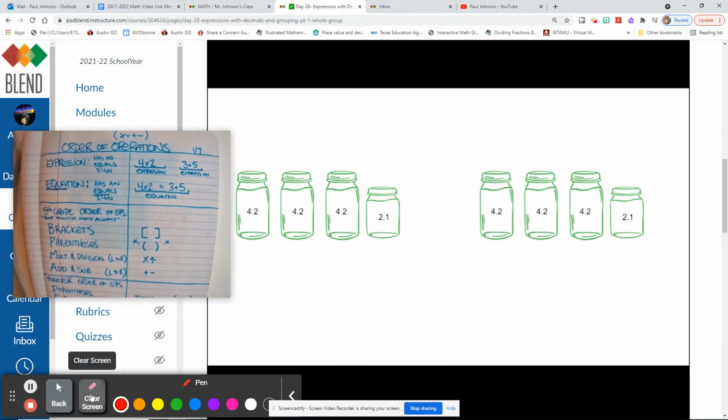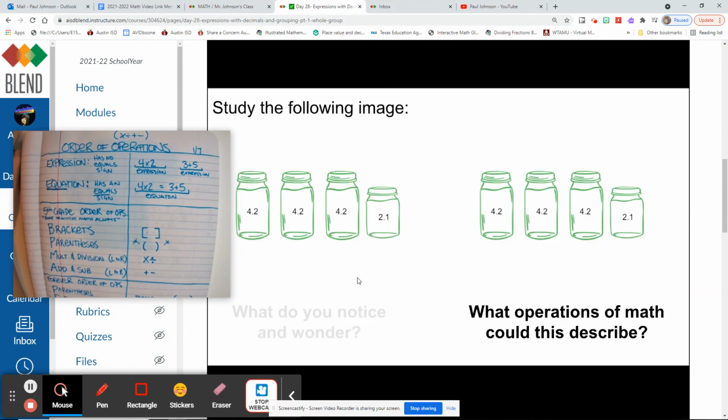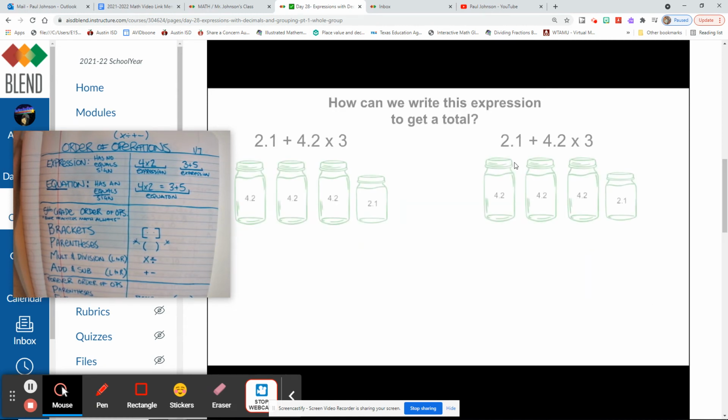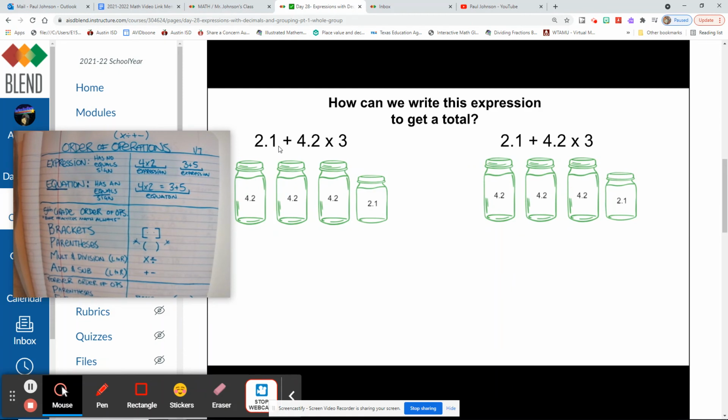So I'm going to clear this because I bet they're just going to do the same thing, but digitally, and it's probably going to look better. So let's take a look. What do we notice? What do we wonder? It's the same thing as yesterday, but two groups of that. So 2 and 1/10 plus 4 and 2/10 times 3.